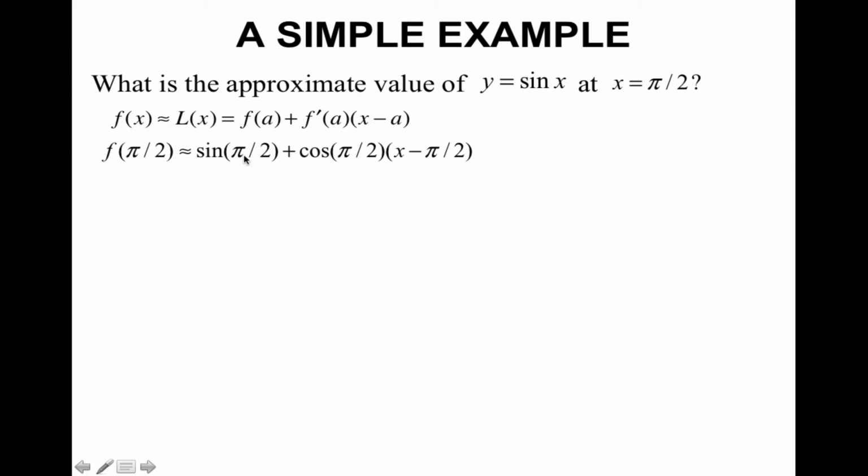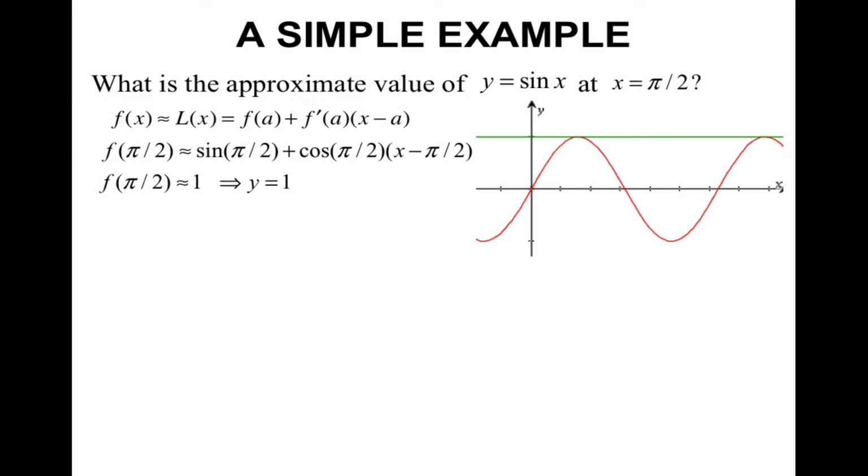After evaluating sine pi over 2, which is 1, and cosine pi over 2, which is 0, we get that the value of sine x at pi over 2 is 1, which we pretty much knew already. That also means that the equation of your tangent line is y equals 1. So graphically, here's what we are looking at. Here's the sine curve. Here's the tangent line at y equals 1.